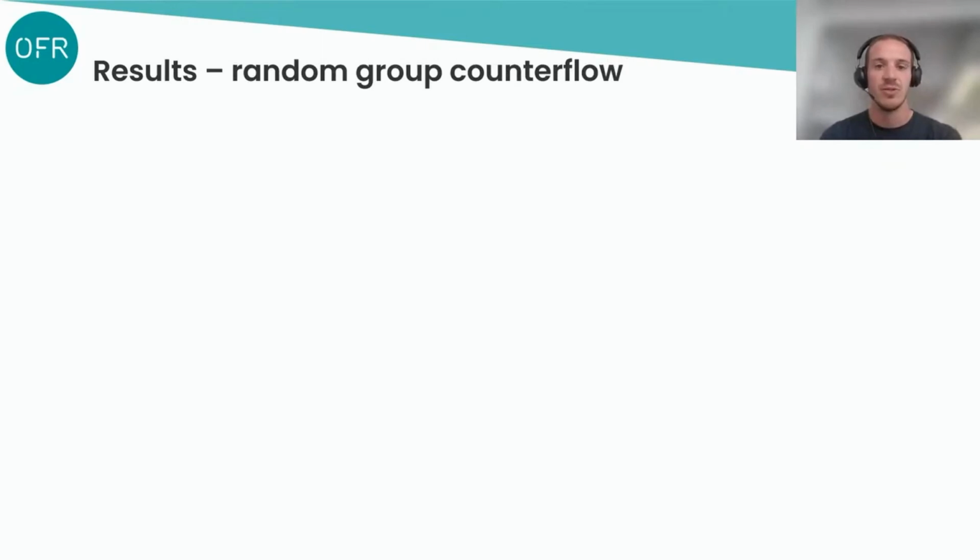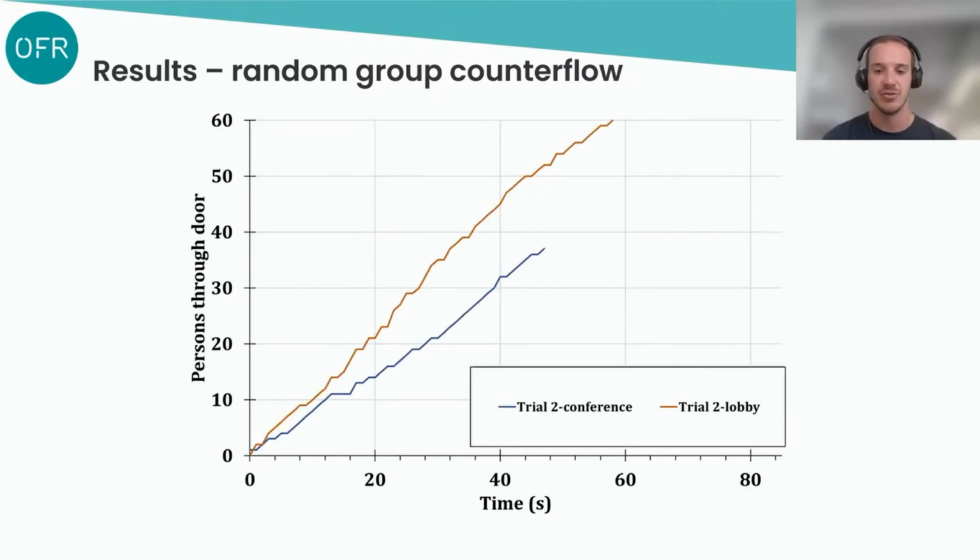To look at the counterflow results now, we'll first look at the random group counterflow, where people were just split without the hats, essentially. In this trial, it's trial 2 we're looking at, the groups were not evenly split, which was corrected for subsequent trials. But you can see here that the number of people was about 38 versus about 60, which had the unintended benefit of assessing how the evacuation models would respond to a scenario where the counterflow condition ceases and essentially turns back into unidirectional flow.